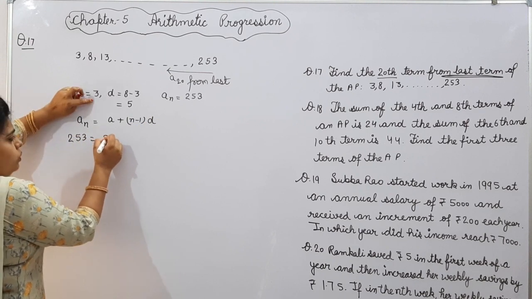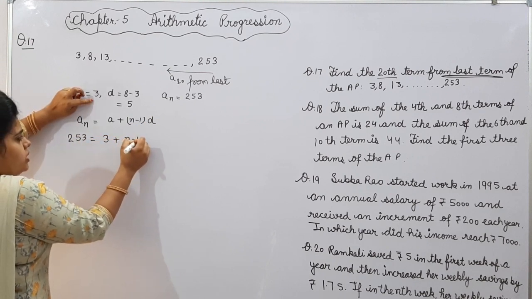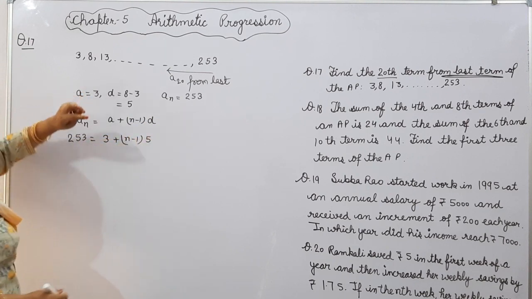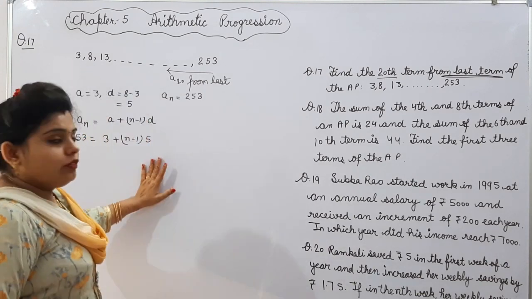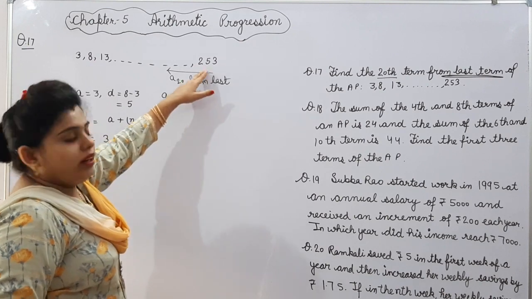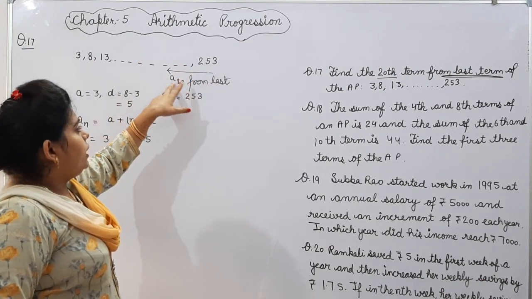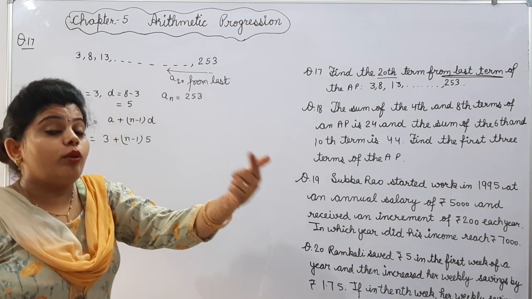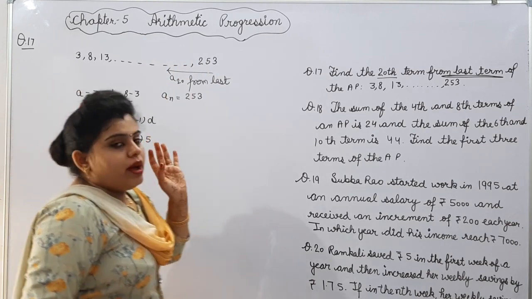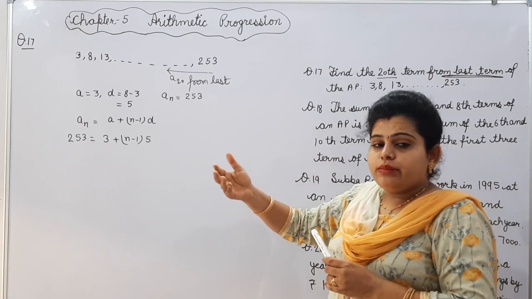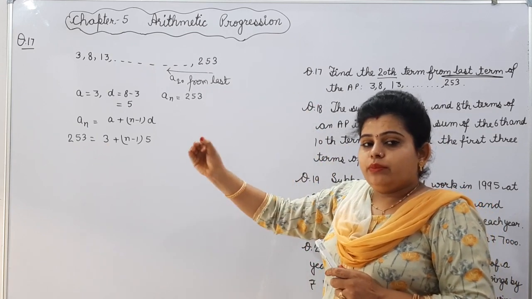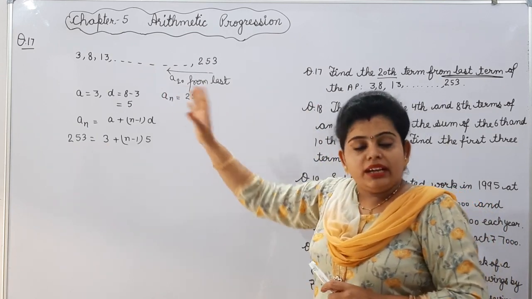A is equal to 3, N minus 1, D means 5. So from here we will get the value of N. After getting the value of N, we can count how many terms there are, and we will find which term will be the 20th term from the last. Suppose here we get 65 terms and we want the 20th term from the last; then from 65 we subtract 20 and add 1 to find the 20th term.